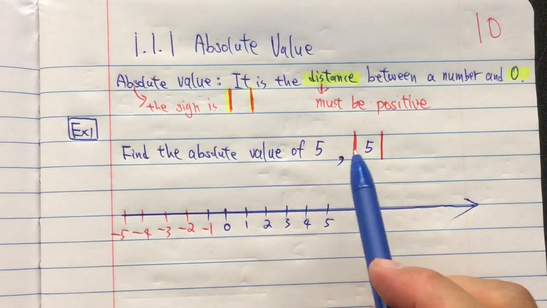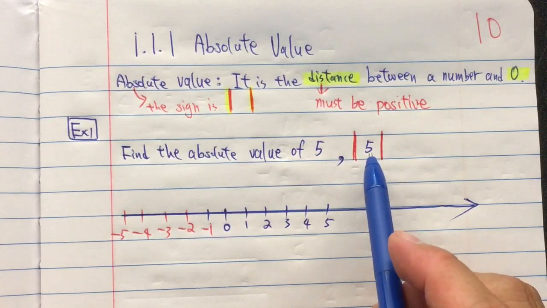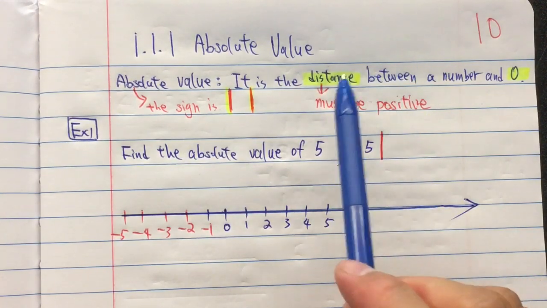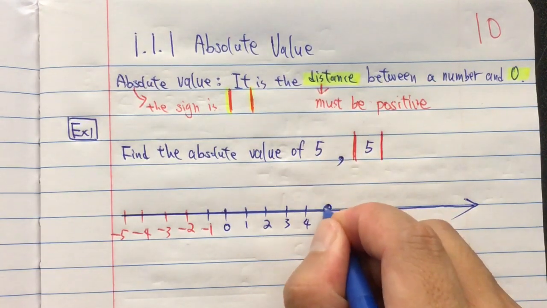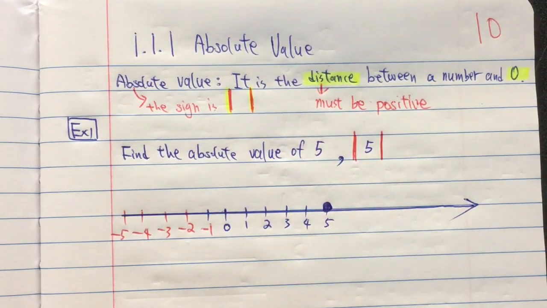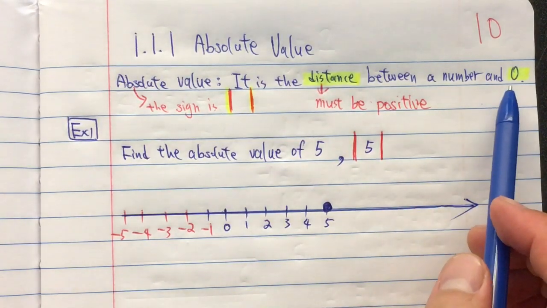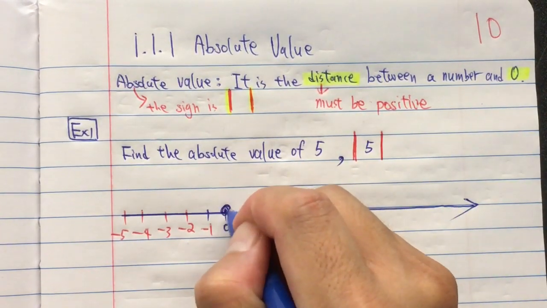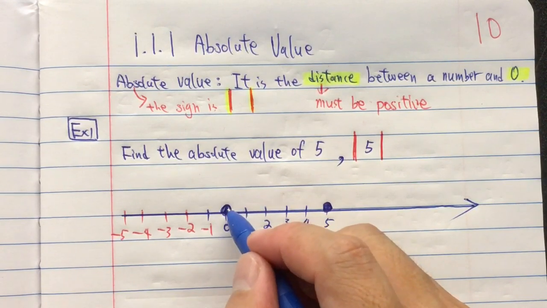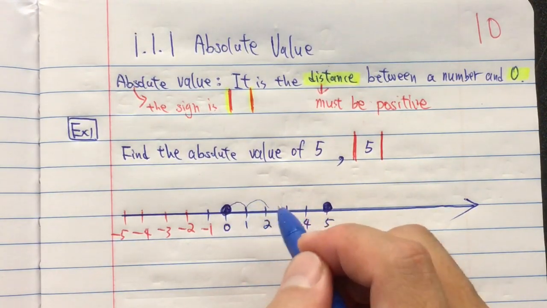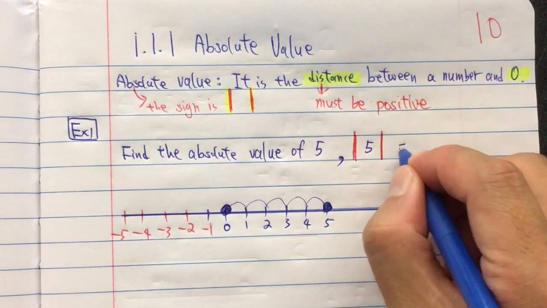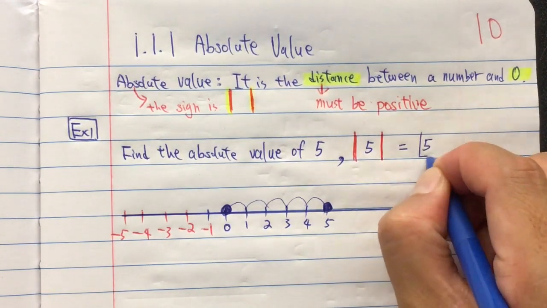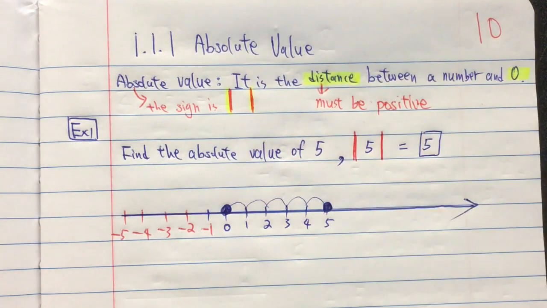So what's the absolute value of the number 5? That means it's the distance between a number and zero. Now the number is 5, and the other point must be 0. So what's the distance between them? Let's count: 1, 2, 3, 4, 5. So the answer is equal to 5. You get it? The answer is 5.